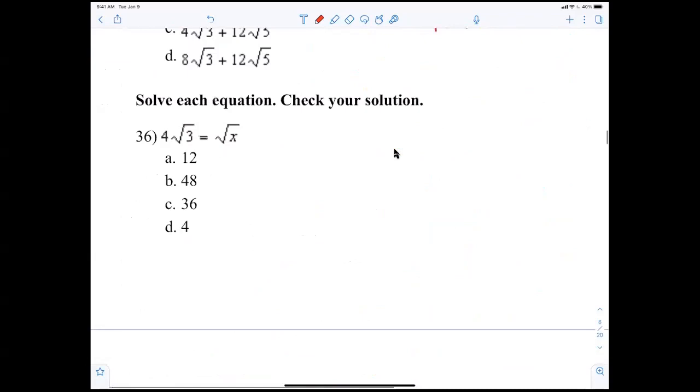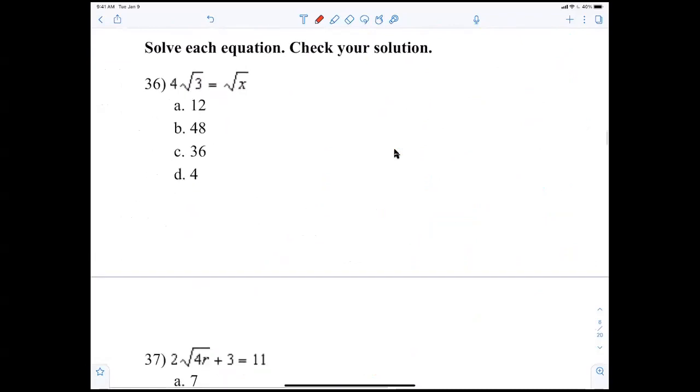Okay, here we go. Now for 36, when you're solving quadratics, you have to square both sides. So I want everybody to come over here and put square here, and then you put a square here. Now the square and square root do what to each other? They cancel each other out.